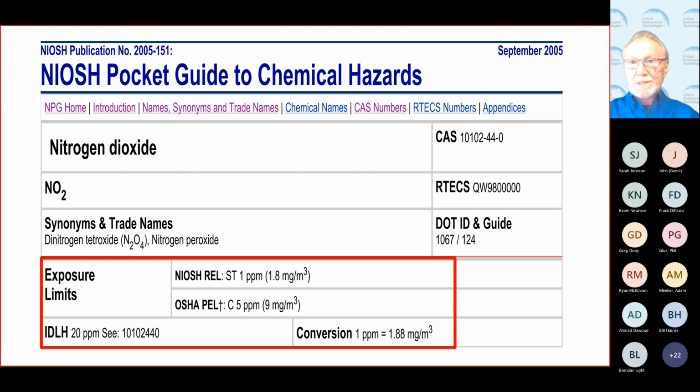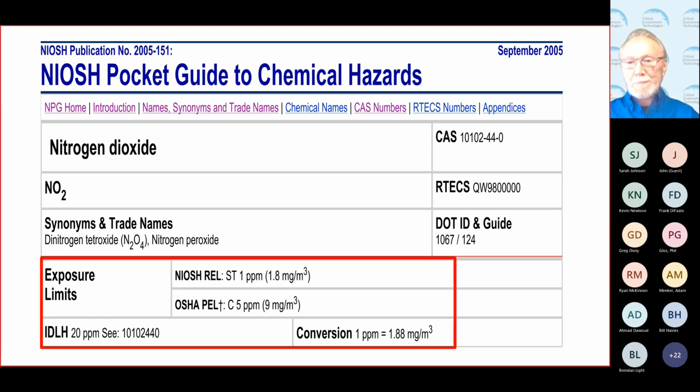This particular one is nitrogen dioxide, NO2, which is a constituent of vehicle exhaust. Down in the bottom left corner in the red rectangle, I've got the exposure limits. The NIOSH recommended exposure limit, short-term 1 ppm, the OSHA permissible exposure limit, ceiling of 5 ppm, and right down in the very bottom left corner, the immediate danger to life and health, the concentration at which this gas poses an immediate danger to life and health for human beings.